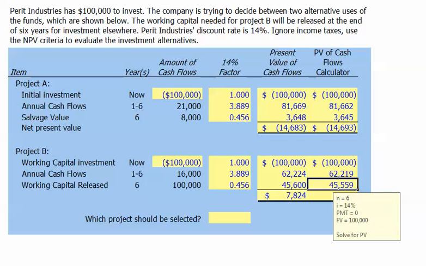For the working capital that's released at the end of the period, we'll enter 6 for the number of periods, 14% for our interest rate, 0 for the payment, and $100,000 for the future value. And if we solve for the present value, we will get $45,559.